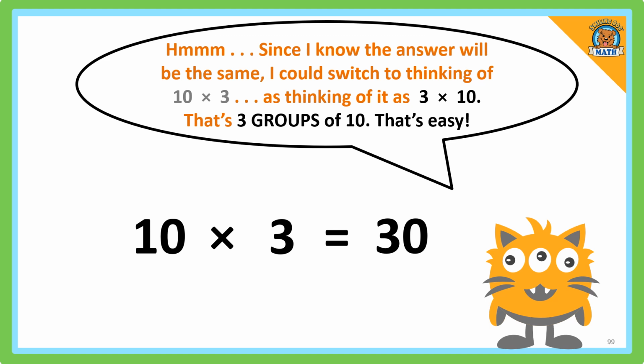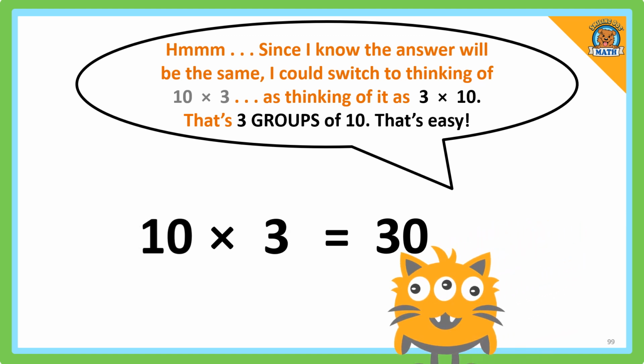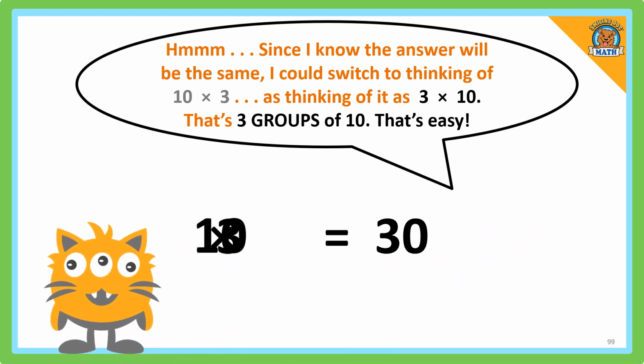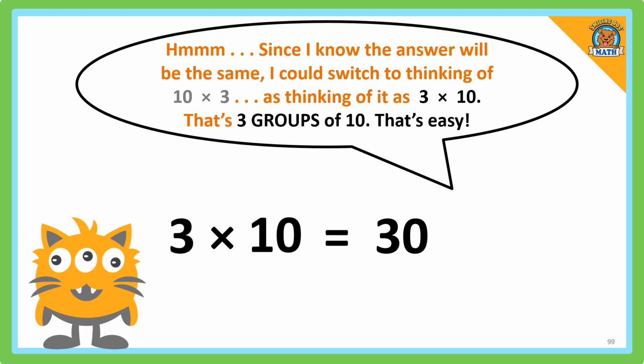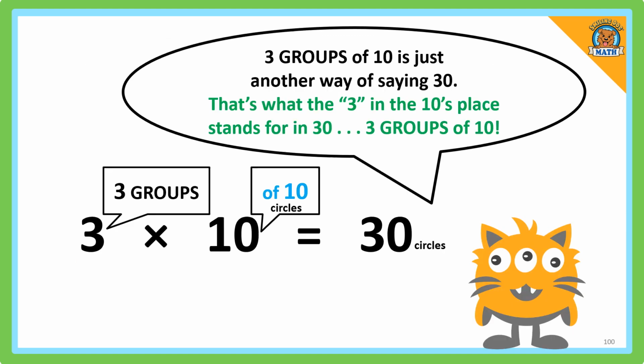Since I know the answer will be the same, I could switch to thinking of 10 times 3 as 3 times 10. And that's 3 groups of 10. That's easy. And 3 groups of 10 is just another way of saying 30. That's what the 3 in the tens place stands for in 30. 3 groups of 10.